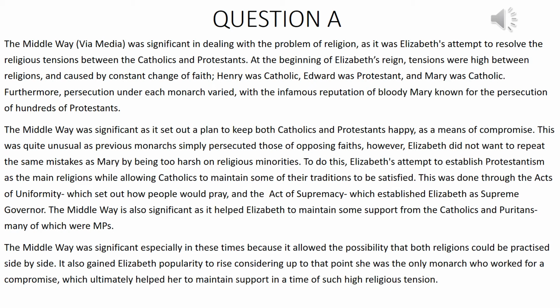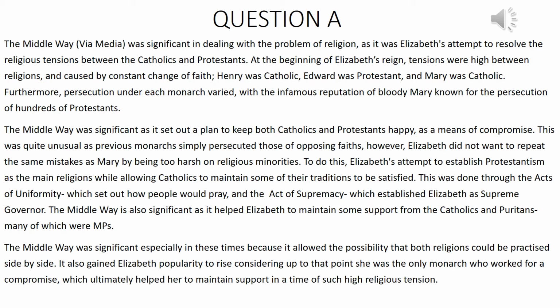Furthermore, persecution under each monarch varied, with the infamous reputation of Bloody Mary known for the persecution of hundreds of Protestants. The middle way was significant as it set out a plan to keep both Catholics and Protestants happy, as a means of compromise. This was quite unusual, as previous monarchs simply persecuted those of opposing faiths. However, Elizabeth did not want to repeat the same mistakes as Mary by being too harsh on religious minorities.